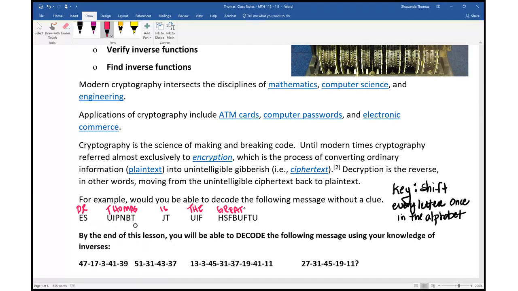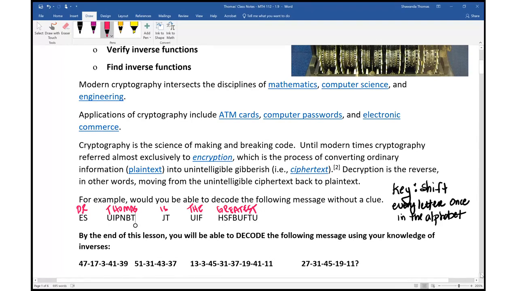So to get that message, you had to shift where? Left or right? E, A, B, C, D, E. D comes before E. R comes before S. T comes before U. So you had to shift to the left to get the message or decode the message.